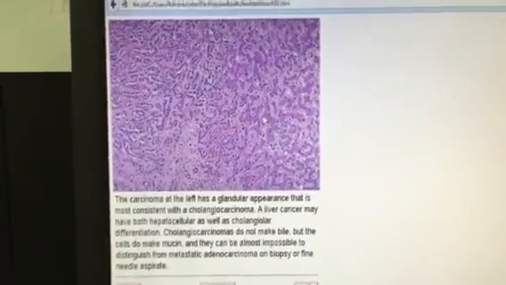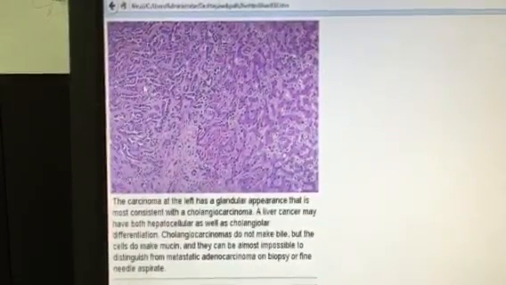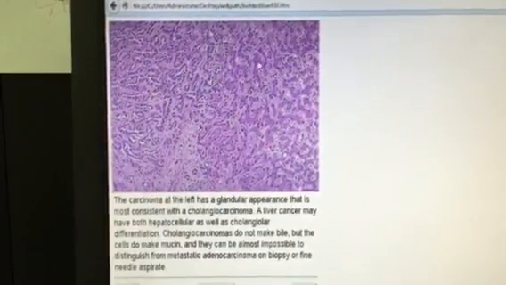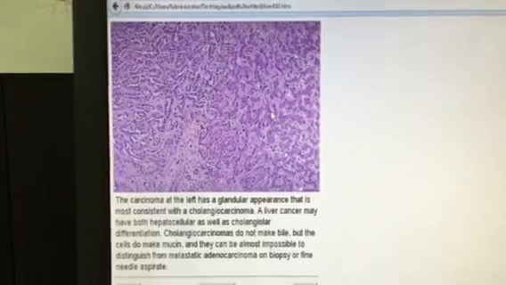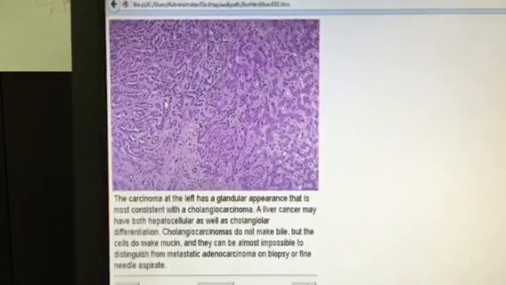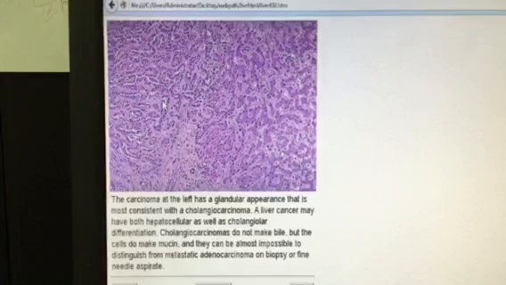This is the carcinoma seen in glandular form, this one, or trabeculae. This is the normal one. Sometimes this could be due to metastatic, not only primary from the liver.